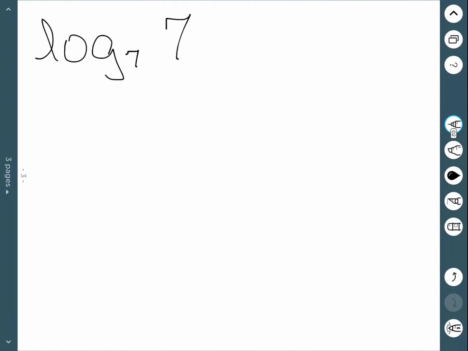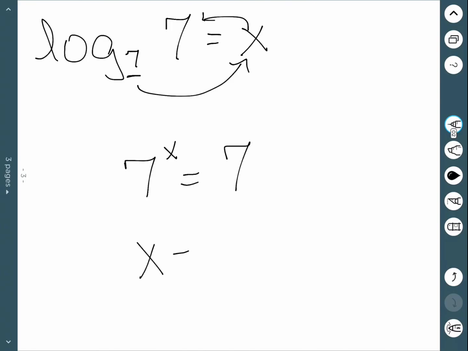Let's do some more. Log base 7 of 7. Once again, we're going to set it equal to something. We have 7 to the x power is equal to 7. So x is what? Well, in this case, we know that x is 1 because 7 to the first power is 7.